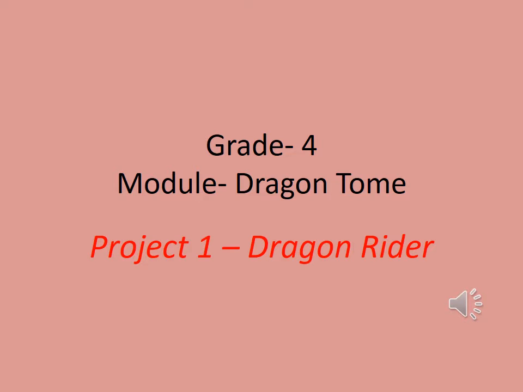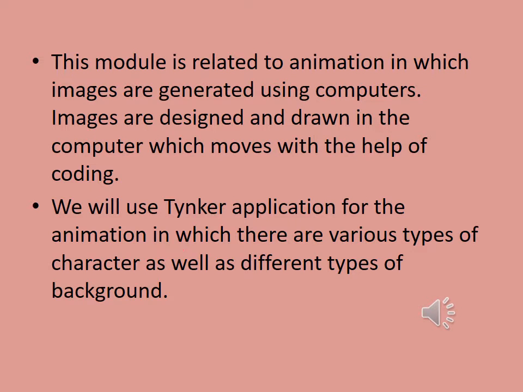Grade 4 Module Dragon Tome Project 1 Dragon Rider. This module is related to animation, in which images are generated using computers. Images are designed and drawn in the computer, which moves with the help of coding. We will use the Tinker application for the animation, in which there are various types of characters as well as different types of backgrounds.